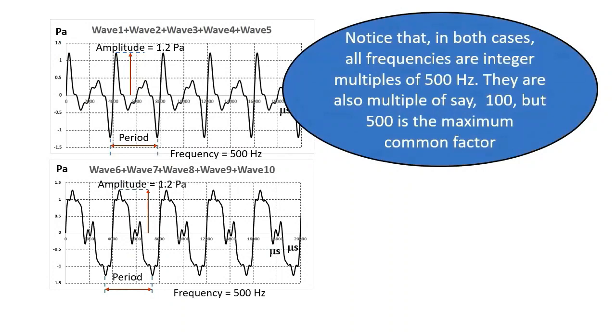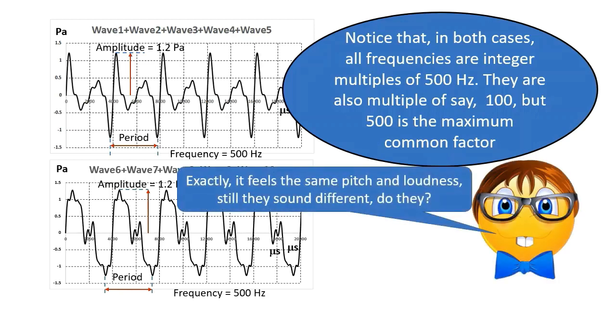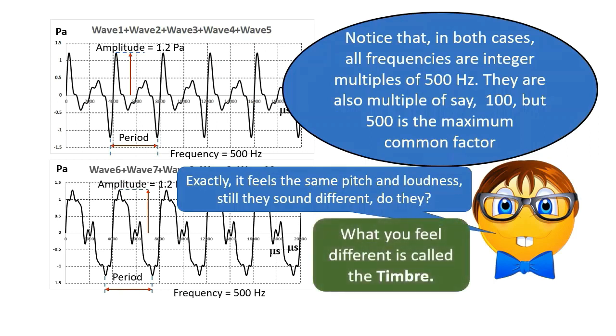Notice that in both cases, all frequencies are integer multiples of 500 Hz. They are also multiples of, say, 100, but 500 is the greatest common factor. Exactly. It feels the same pitch and loudness. Still, they sound different, don't they? What you feel as different is called the timbre.